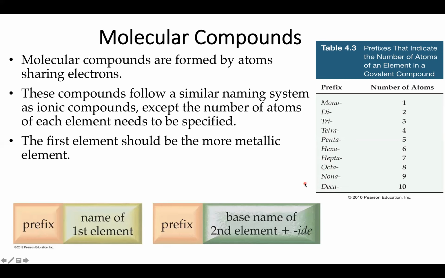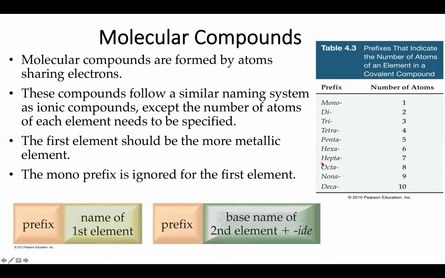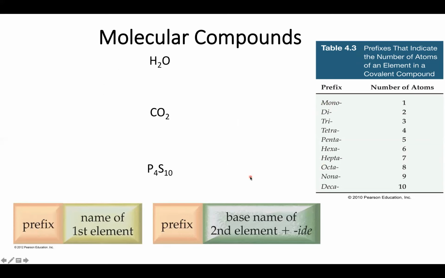However, an important thing to keep in mind is when we're dealing with the first element, if there's only one of those atoms present, we go ahead and omit the mono prefix. However, if there is two, we do include di. And if there's one of the second element, we do include the mono prefix. So this is all fairly confusing. So let's go ahead and do three molecules.